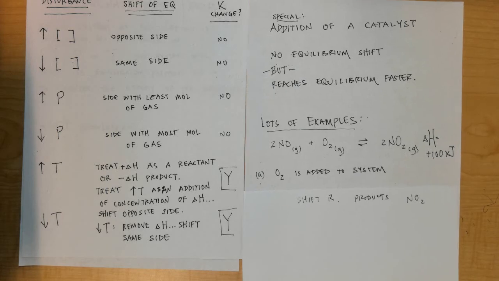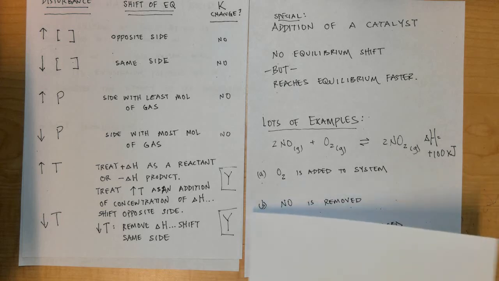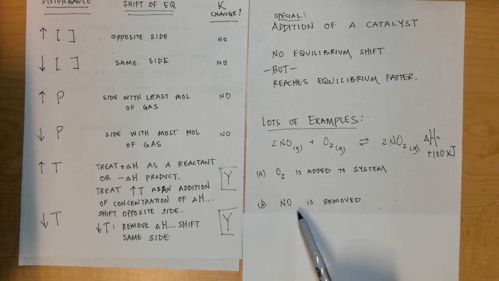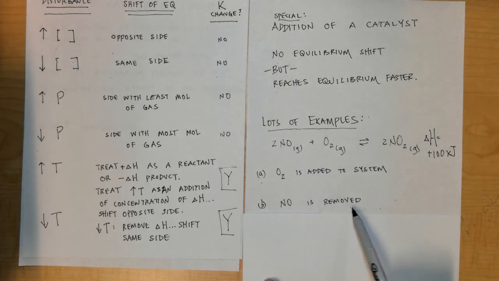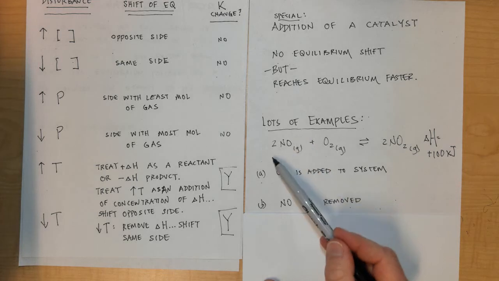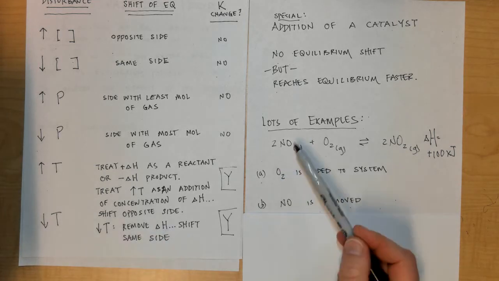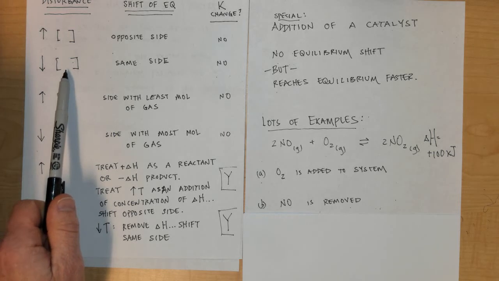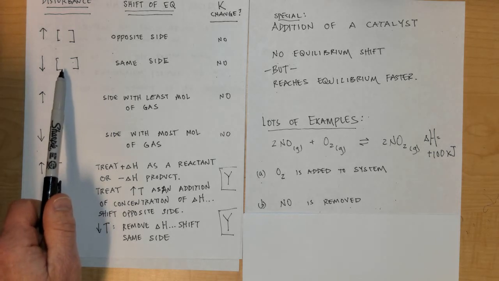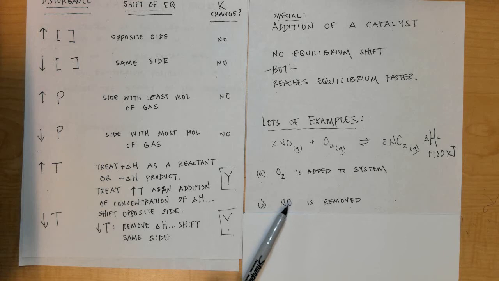Okay, second example. NO is removed from the system. NO, not the word no, but NO, this stuff right here. So NO is removed, so now we're taking some of this away. If you remove some NO from the system, it's like we're decreasing the concentration of that stuff. If we decrease the concentration, what happens to the reaction?